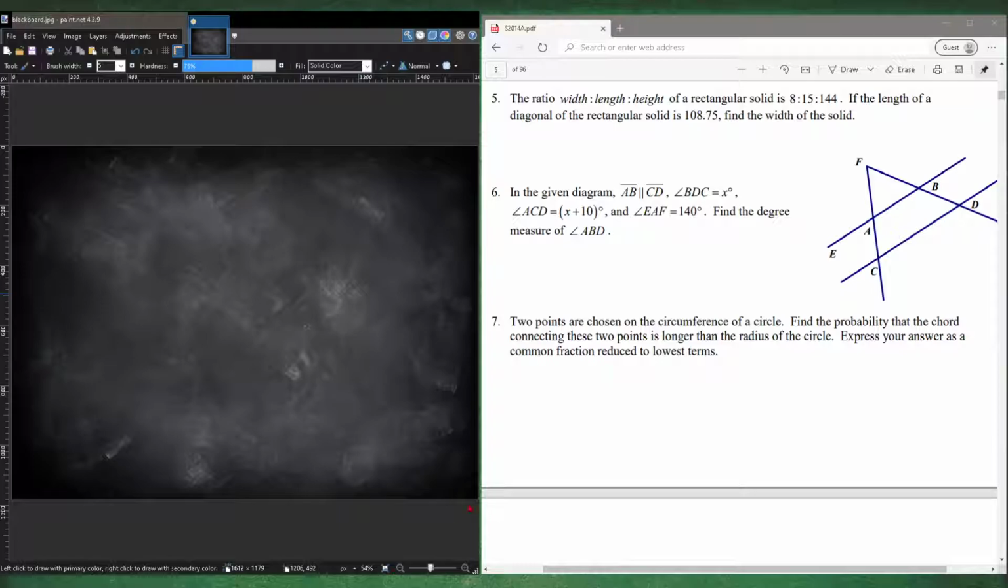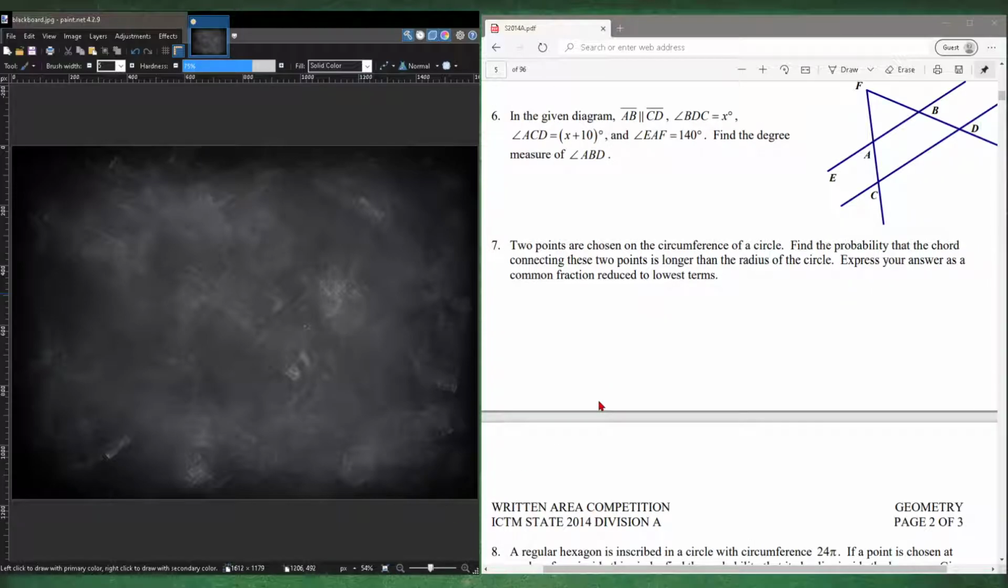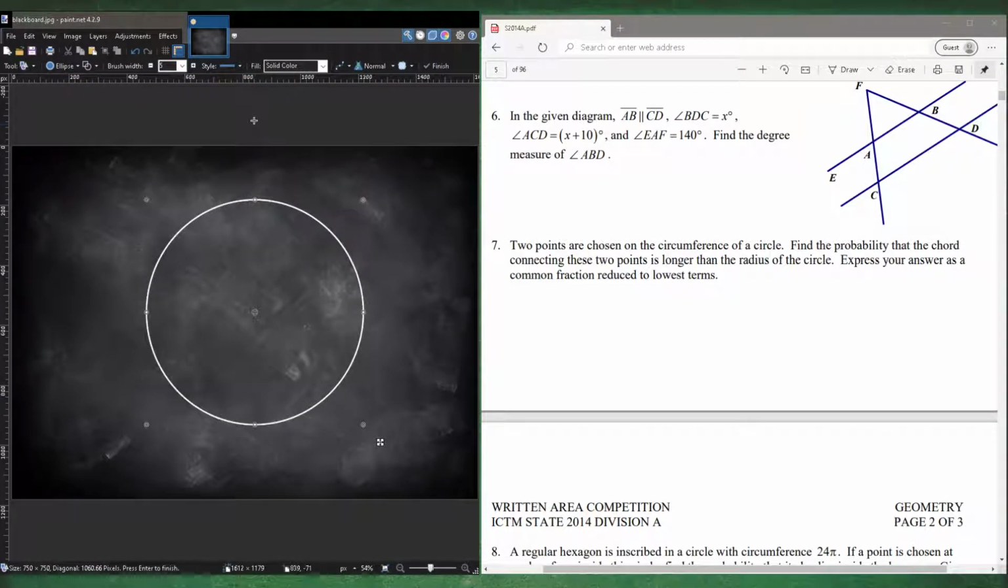Okay. Number 7. Two points are chosen on the circumference of a circle. Find the probability that the chord connecting these two points is longer than the radius of the circle. So, okay, let's have some kind of circle and center.